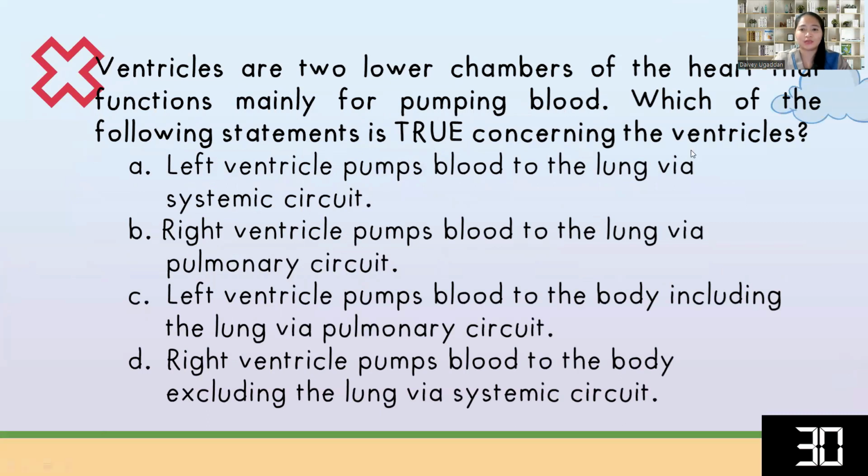Ventricles are two lower chambers of the heart that function mainly for pumping blood. Which of the following statements is true concerning the ventricles? A. Left ventricle pumps blood to the lung via systemic circuit. B. Right ventricle pumps blood to the lung via pulmonary circuit. C. Left ventricle pumps blood to the body, including the lung, via pulmonary circuit. Or D. Right ventricle pumps blood to the body, excluding the lung, via systemic circuit. Please key in your answer on the comment section.